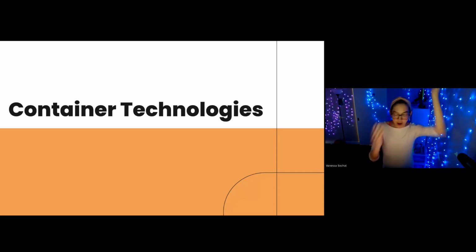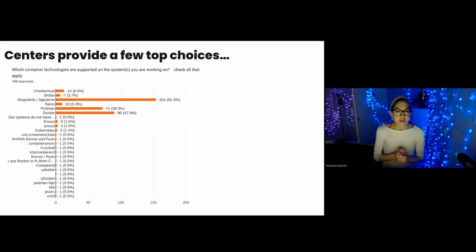Commence the battle of the no battles here, folks. So what container technologies are provided on the systems that you're using? We don't see any surprises here. Singularity, Podman, Apptainer, Charliecloud, Shifter. Actually, we do see a surprise. Docker to me was a surprise because I'm just wondering how they're doing that. I hope it's safely, anyway.